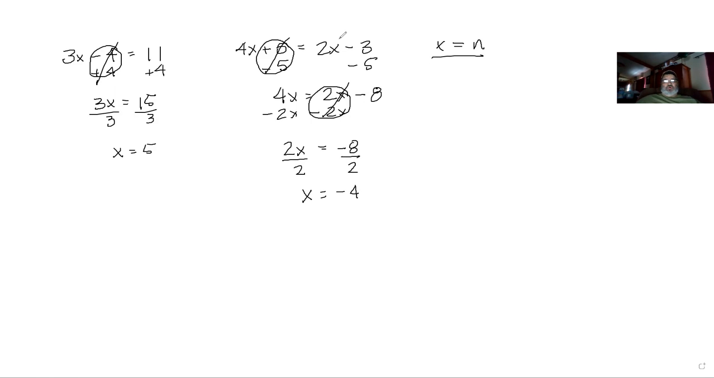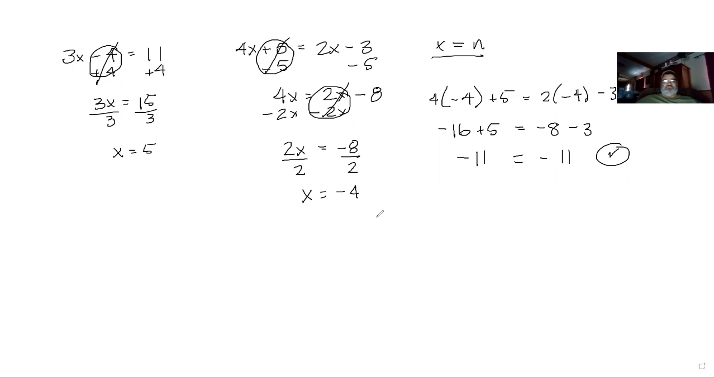Now we can take this negative 4 and plug it back into the original exercise. So we had 4 times negative 4 plus 5 equals 2 times negative 4 minus 3. So if we go ahead and start evaluating this, we're going to have negative 16 plus 5, negative 8 minus 3. Continue simplifying. Negative 16 plus 5 gives us negative 11. Negative 8 subtract 3 is negative 11. And that is a true statement. All right.